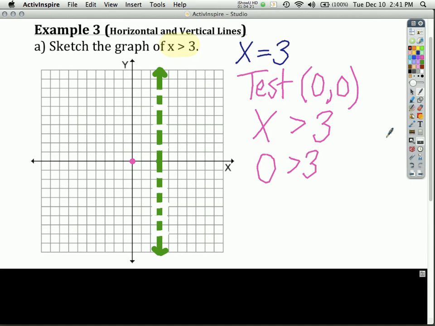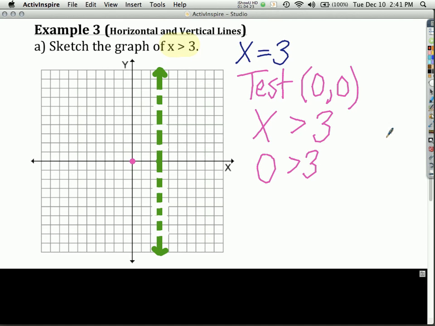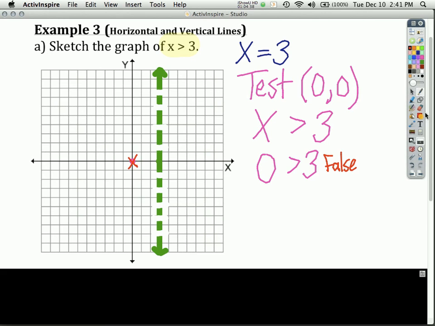Give me a thumbs up if you think that's true. Okay, nobody thinks it's true. That's good, because it's false. Since it's false, that means this is not a solution. And since that's not a solution, I should be shading the other way. And so we are going to shade over here.